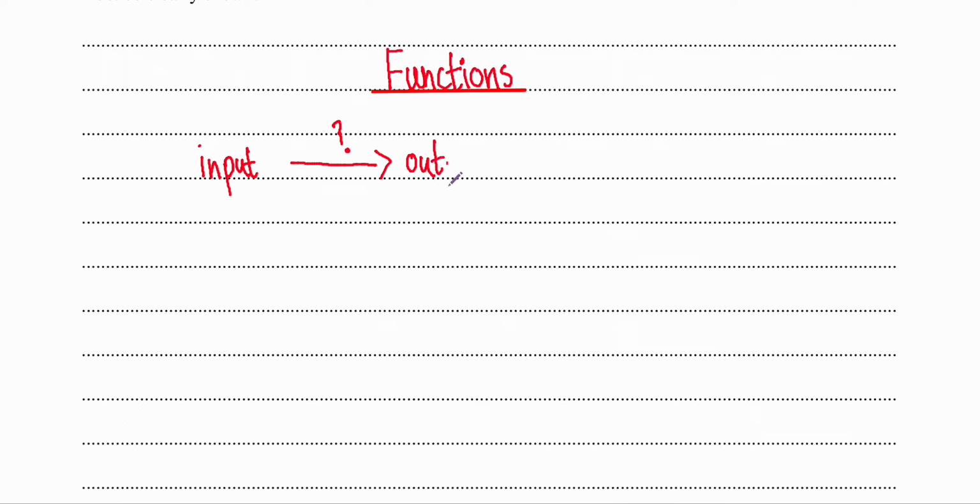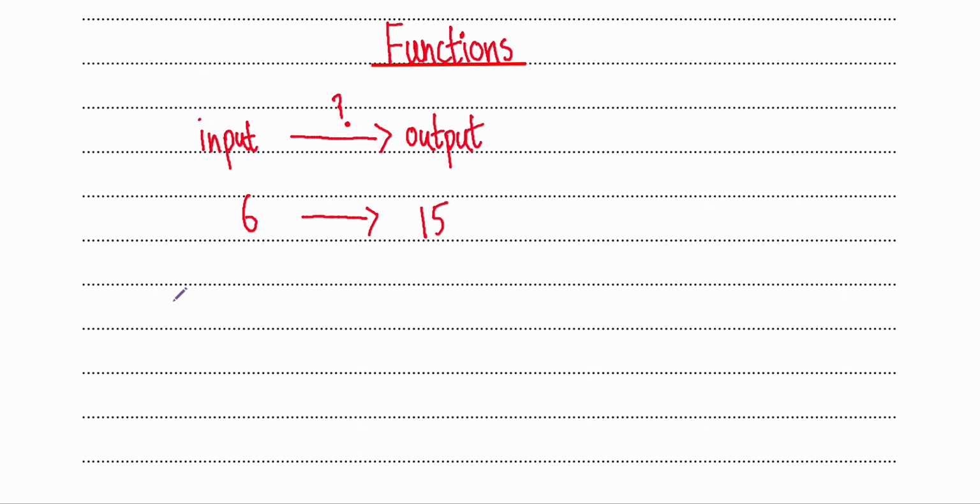So let's talk in mathematical terms. Let's say I give you the number 6, for example. I give you 6, you do something to it, and then you give me 15 back. You could have done many things to it. You could have multiplied it by 2 and added 3. You could have multiplied it by 3 and subtracted 3. We don't know what you did. That's what the function is. The function tells us what you did to the input.